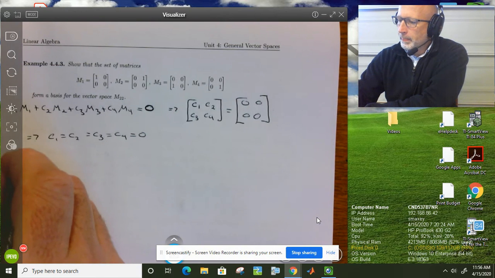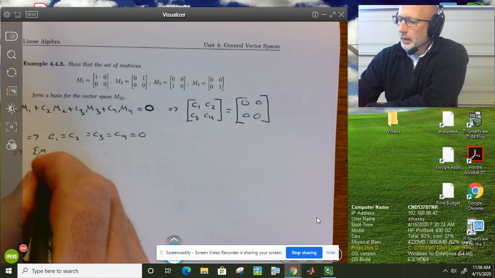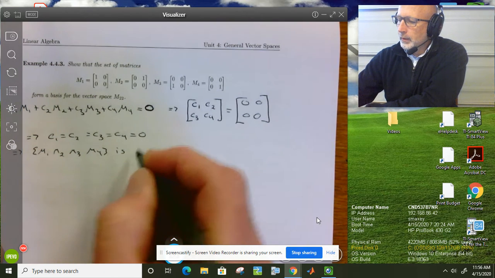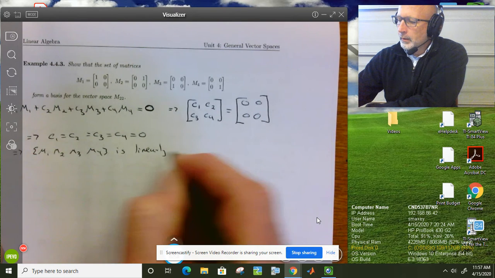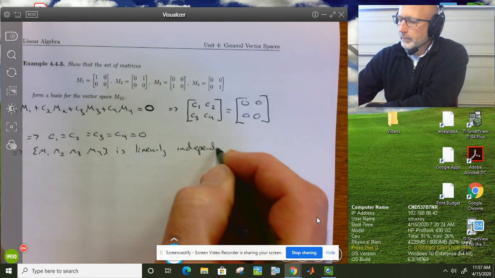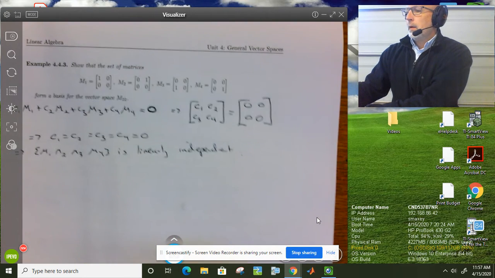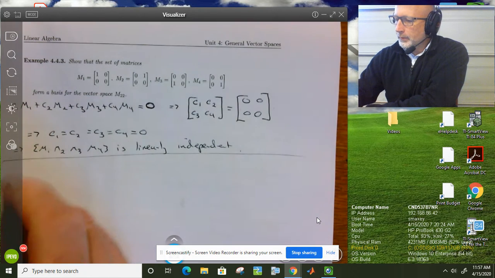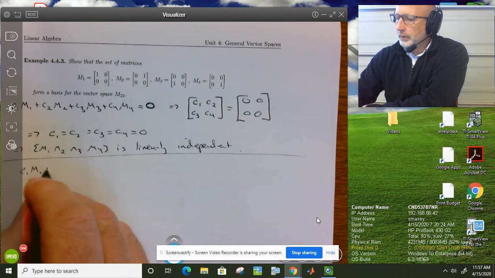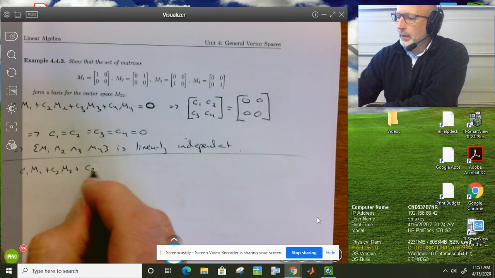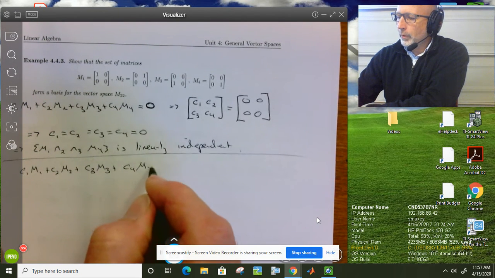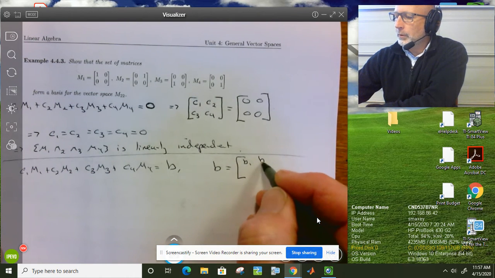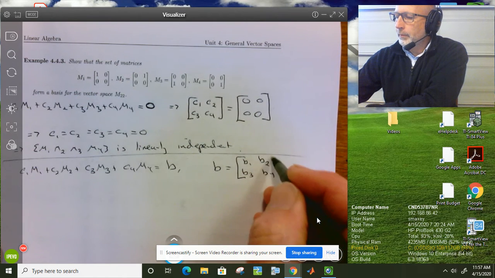So what do I know? The set M1, M2, M3, M4 is linearly independent. Okay, that's what I know. Furthermore, I have to show the span now. So the span is essentially the same thing. c1 M1 plus c2 M2 plus c3 M3 plus c4 M4 is equal to some vector b. Not vector b, matrix b. A 2 by 2 matrix b equal to b1, b2, b3, and b4.